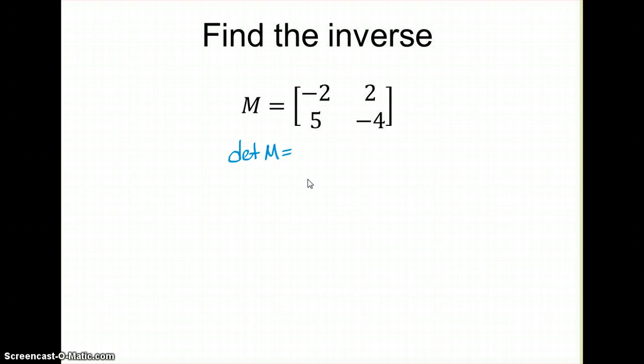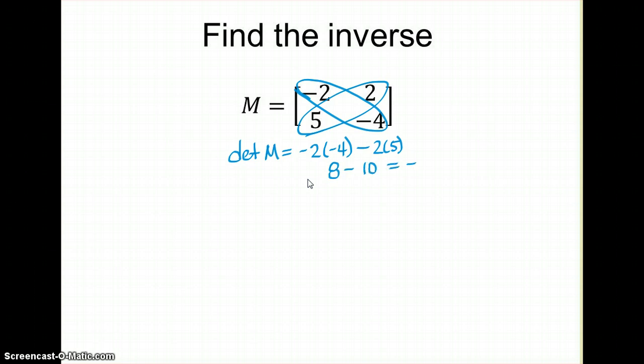So to find the determinant, I start by multiplying my diagonals. -2 times -4 minus my diagonal the other direction, 2 times 5. So that's going to be 8 minus 10 makes my determinant equal to -2. So since that's not equal to 0, that tells me that this does have an inverse, and I will be able to find that.